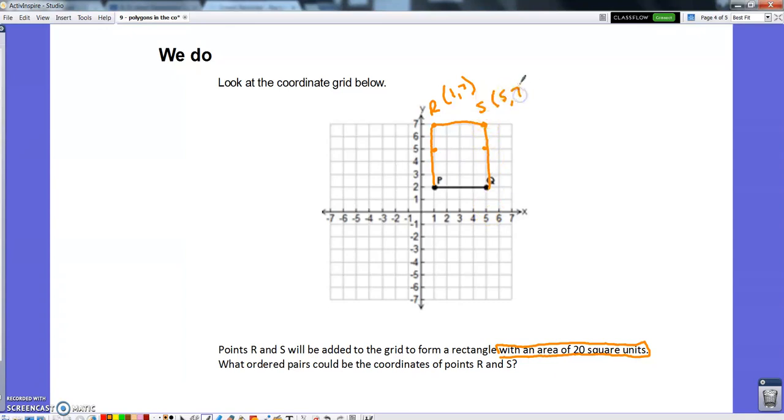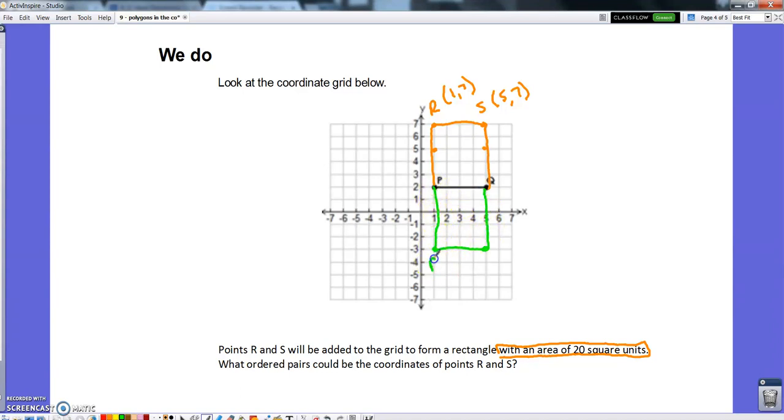Now, that's actually not the only possible answer here. That's a good answer. I made a rectangle and it does have an area of 20 square units. But I could also make the same rectangle down below as well. Let's see, I'm going to eyeball it. What if they were there? Would that give me 20? Or would that need to be a little lower? 4, 8, 12, 16, 20. Yeah, that would do it too.